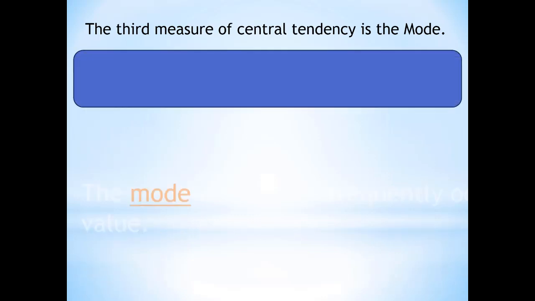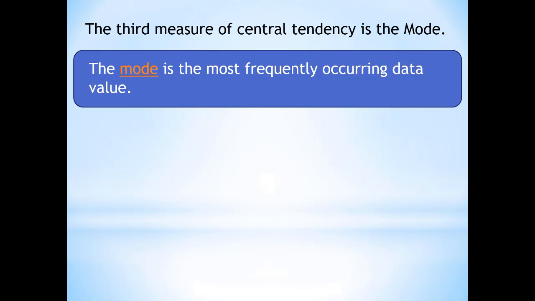The next one that we're going to talk about is the mode. The last measure of central tendency is the mode. What is the mode? Well, the mode is the most frequently occurring data value. So basically, which number is in the set the most times?